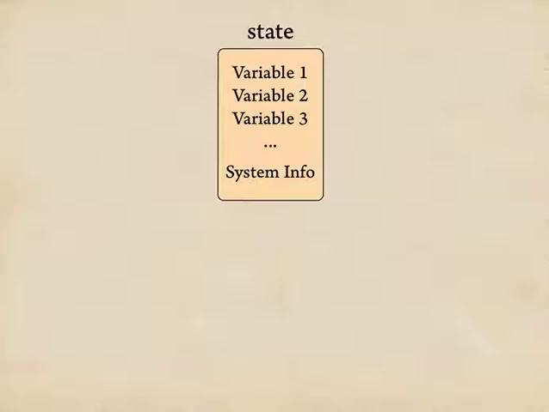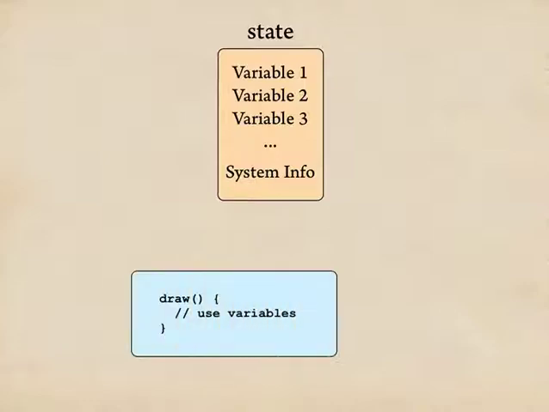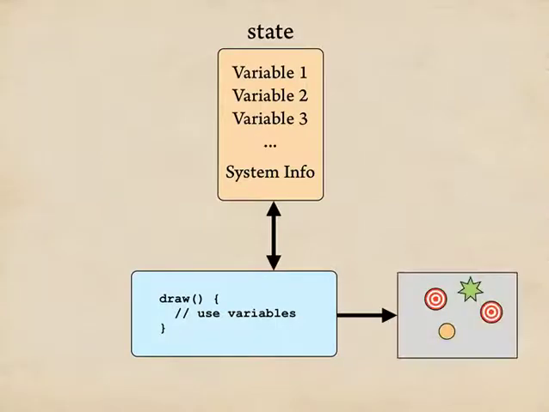The reason for having the state is so that when draw wakes up, it can consult the state, find out what it needs to draw, and then it draws the picture. Draw can also change some of the state variables, if they're your own, so that the next picture will be different.